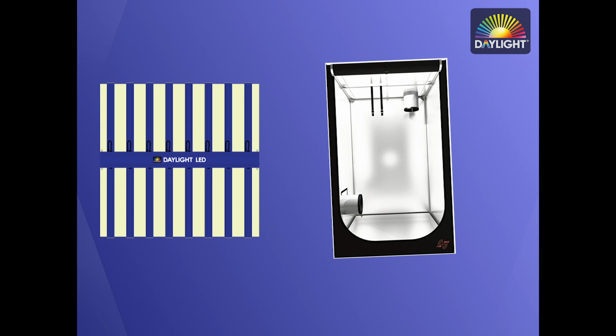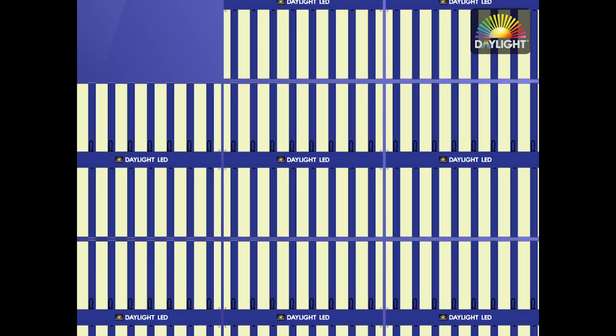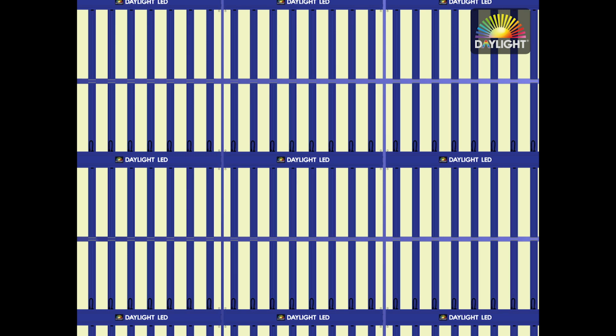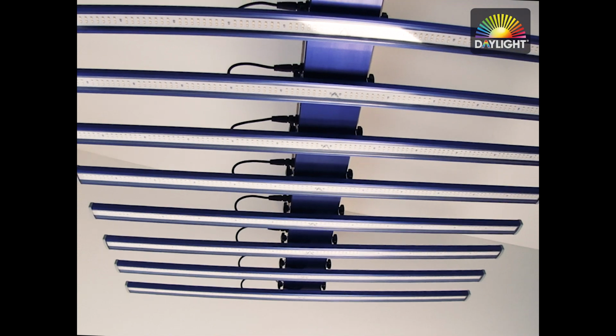Its perfectly square footprint is ideal for all common sizes of grow tents, and multiple units can be easily combined to illuminate gardens of virtually any size. This is a super premium LED grow light at a market-disrupting price.